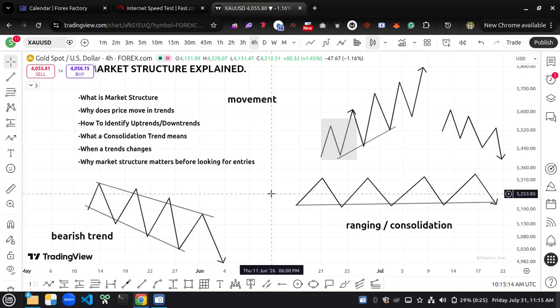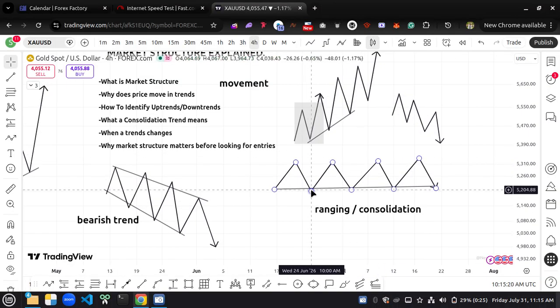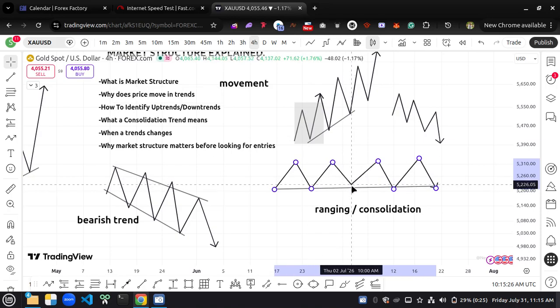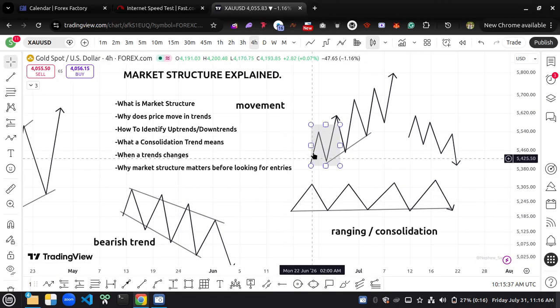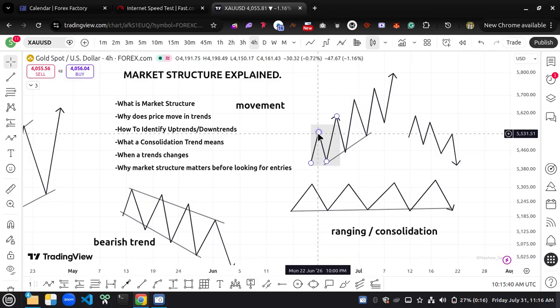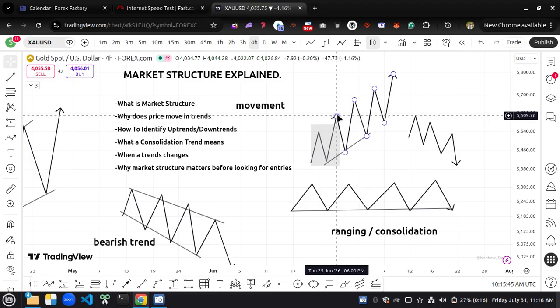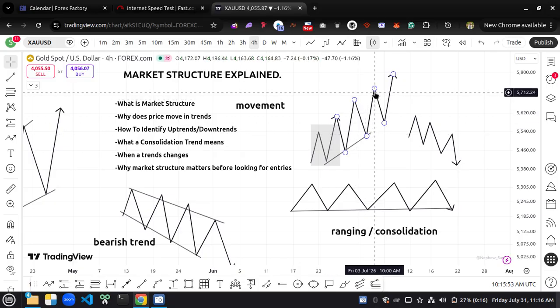Now, the ranging or consolidation trend, you find out that the market doesn't necessarily go lower or higher than the previous one. Can you see? So just on the same range, it's just ranging. And this is one of the most confusing trends for traders, because they don't know what the market is doing. It's not breaking any high, it's not breaking any low. But here we'll find out that in the uptrend, the previous high is broken, the previous low is kept intact. This previous high is broken by this new high, the previous low is kept intact. This previous high is broken by this particular high, this one is kept intact. Same thing goes for this one.